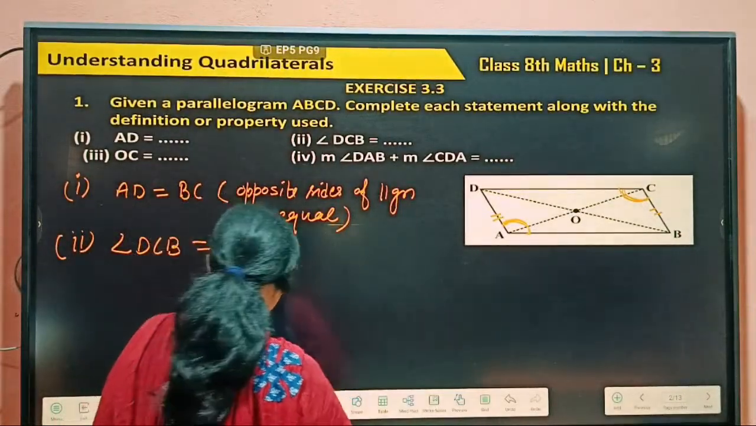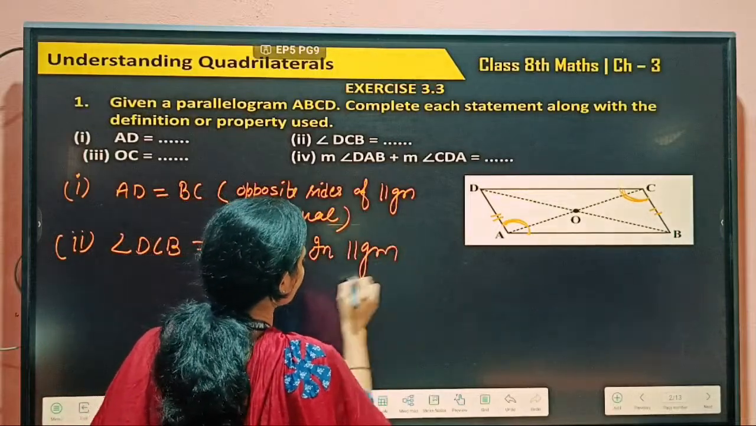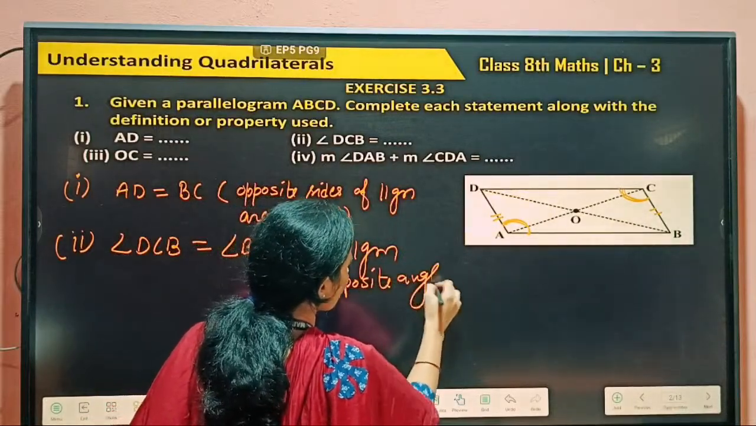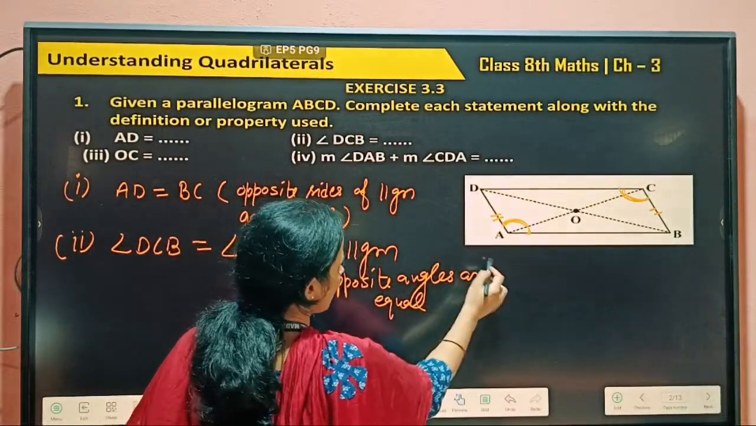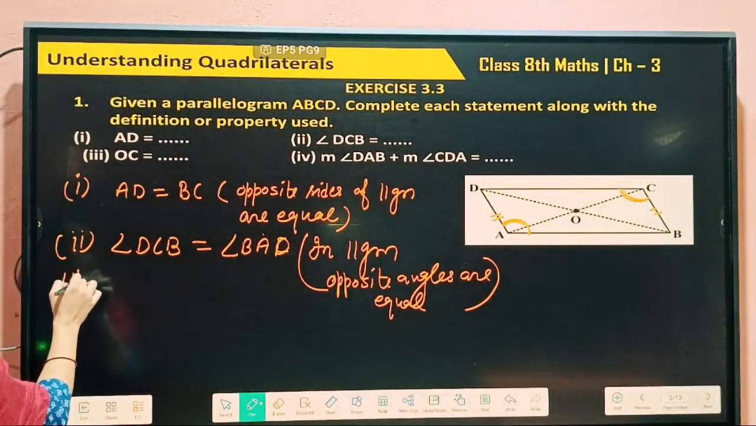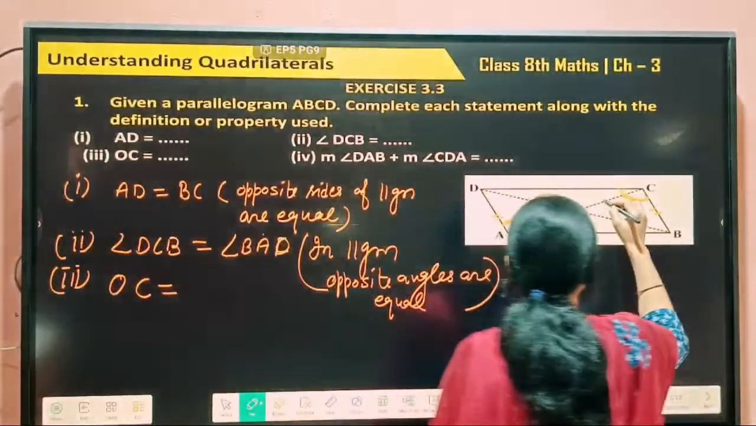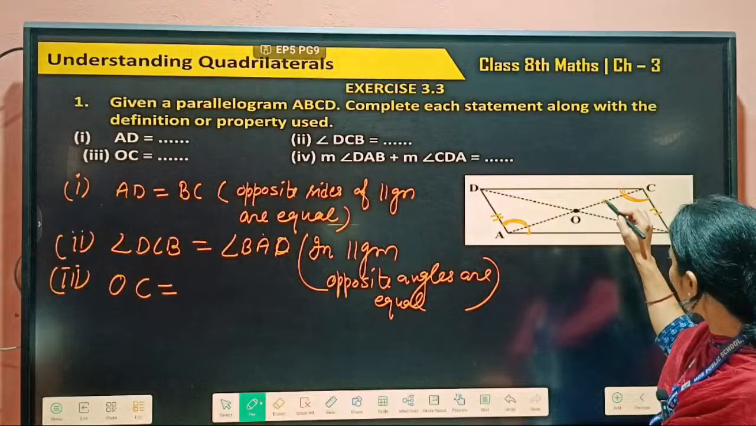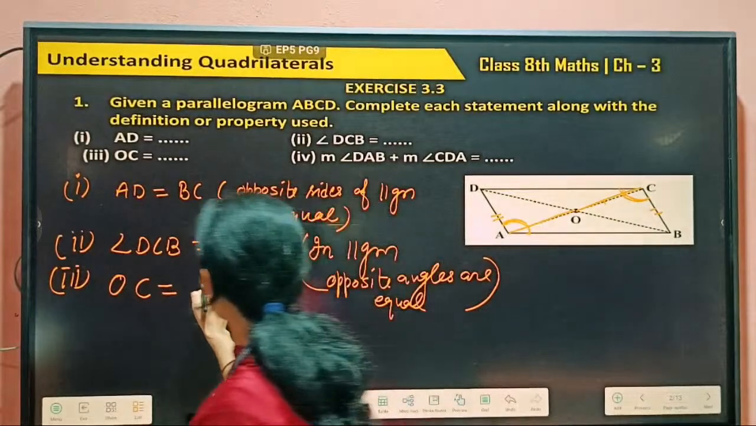in a parallelogram, opposite angles are equal. Next is the third part, OC is equal to, this is OC. We know diagonals of a parallelogram bisect each other. It means this part, OC, is equal to OA. OC will be equal to OA.